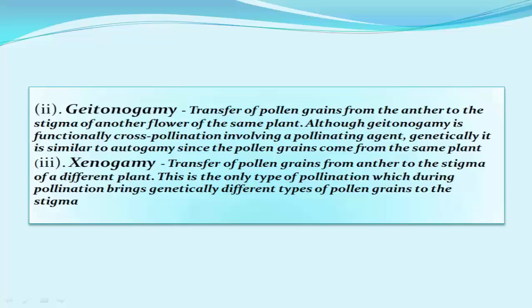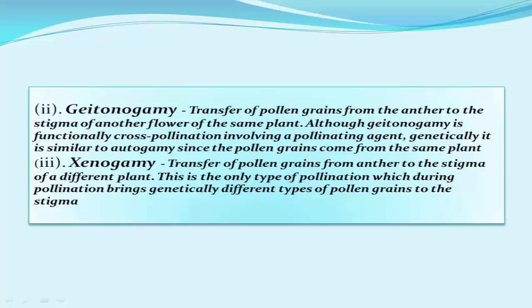One more is self-incompatibility. Examples are tobacco and mustard. In case of self-incompatibility, even though the pollen grains are transferred to the stigma of the same flower, the genetic condition of that stigma is not supporting the germination of the pollen grain of the same species. This is nothing but self-incompatibility.